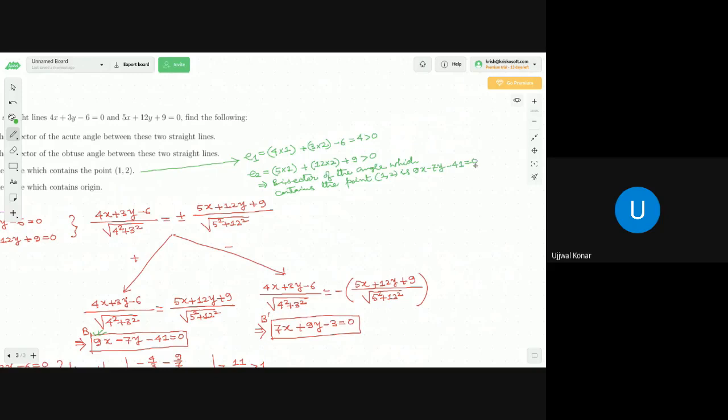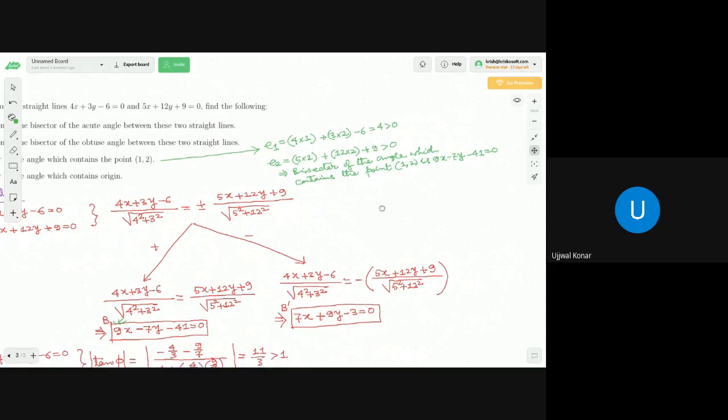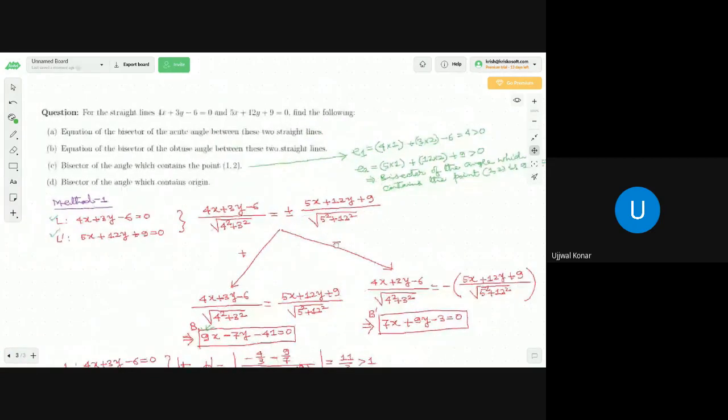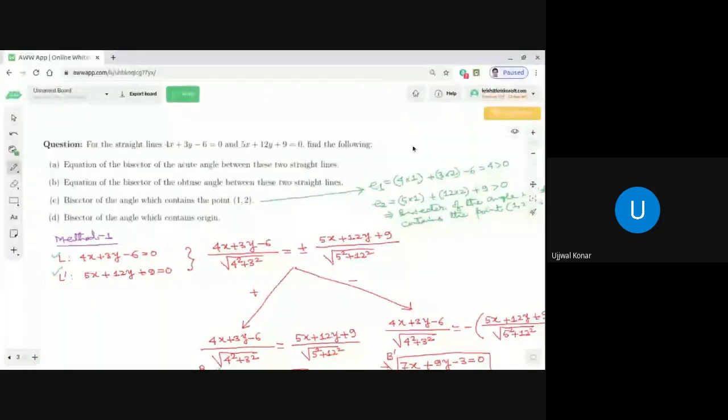Is equal to 0. Now let's look into part D. Here instead of 1, 2, it is 0, 0. So let me use a different color. So here what we can do is that I can do it in this space, so that as the color is different, we can make a difference.